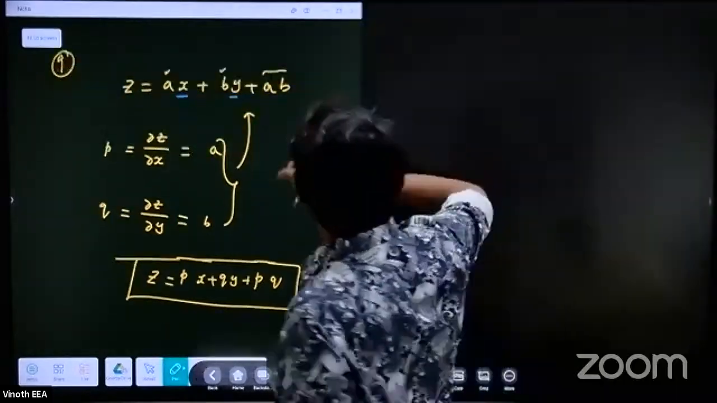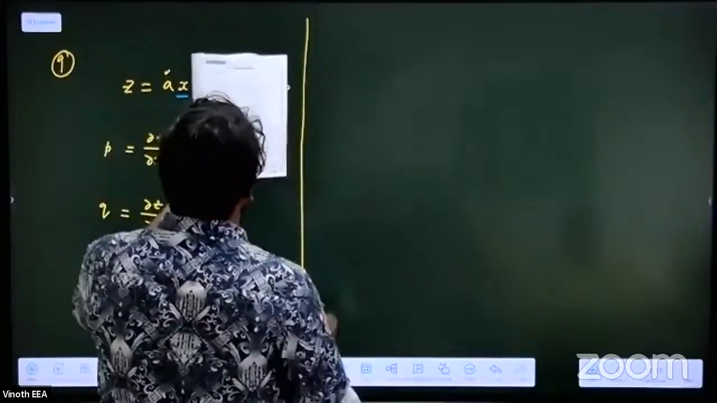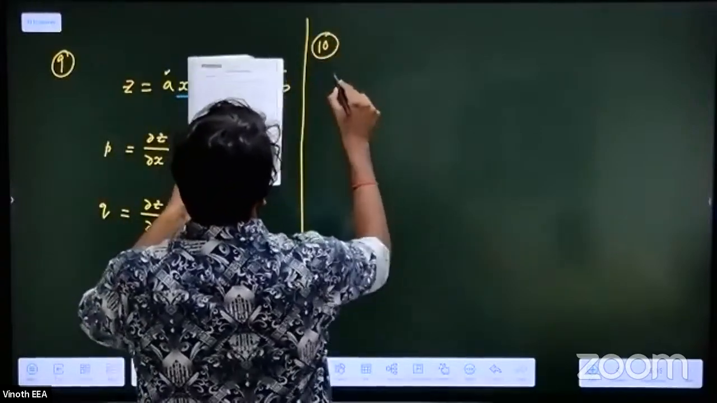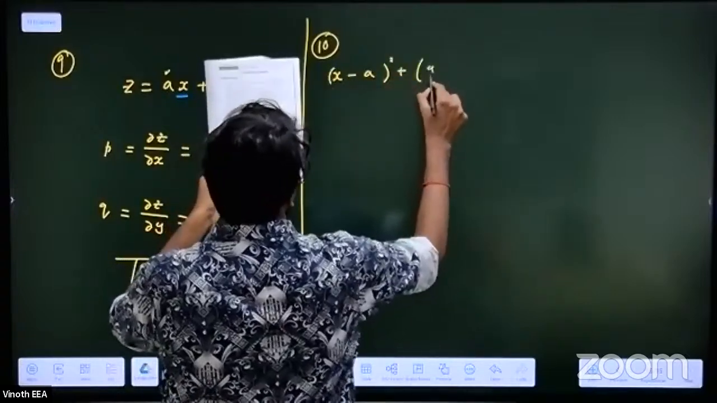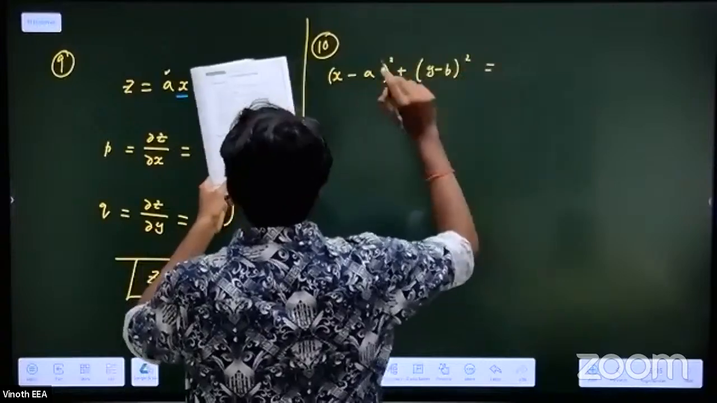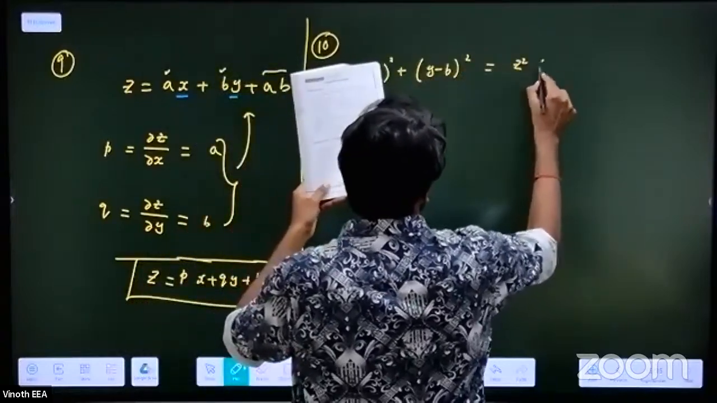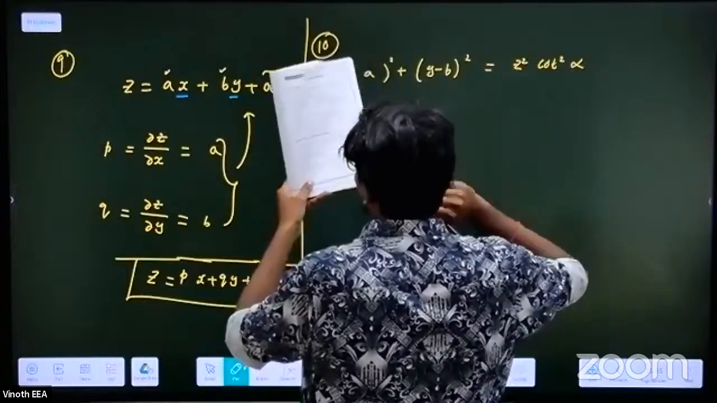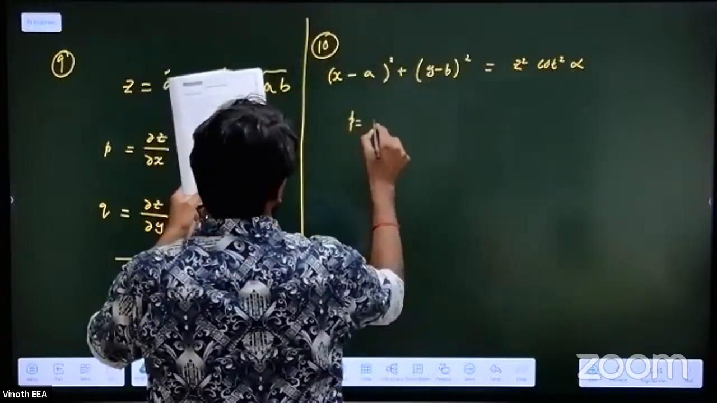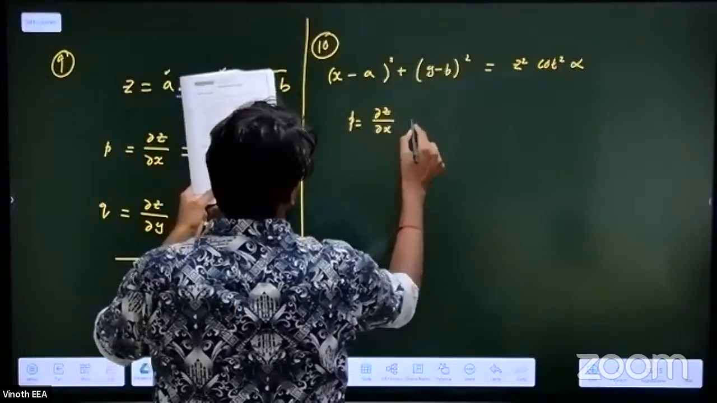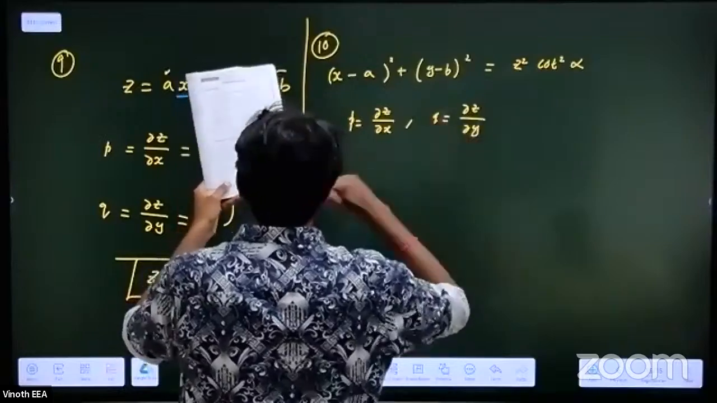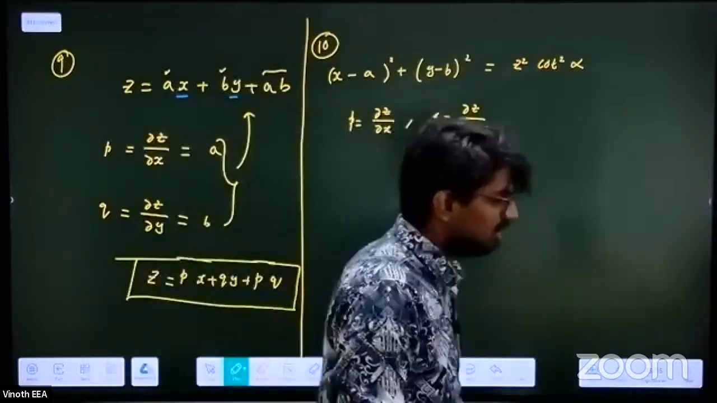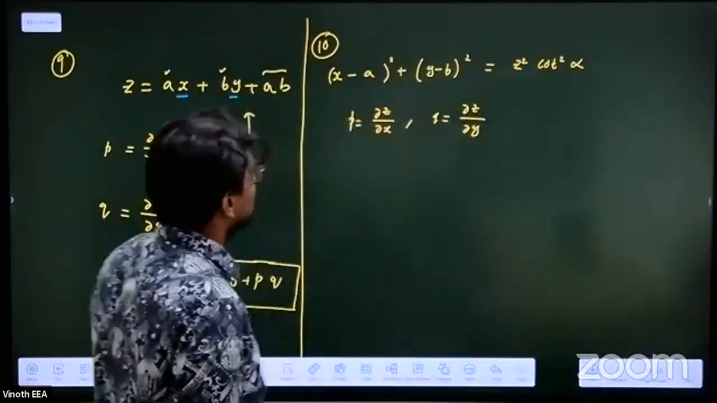Shall I proceed? Okay, 10th question. The partial differential equation for the relation (x minus a) whole square plus (y minus b) whole square equals z square into cot square alpha, considering p is equal to dou z by dou x and q is equal to dou z by dou y. a and b are arbitrary constants. a, b both are arbitrary constants.